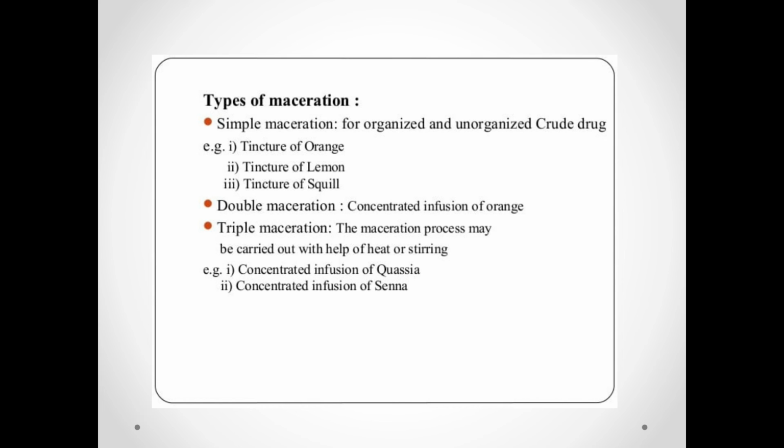Then there are different types of maceration, in which the first one is simple maceration. It is used for organized as well as unorganized crude drugs. For example, tincture of orange, tincture of lemon, tincture of squill. These are examples of simple maceration. The second one is double maceration, in which concentrated infusion of orange is the example. Then the third one is triple maceration, in which the maceration process may be carried out with the help of heat or stirring. For example, concentrated infusion of cassia, concentrated infusion of senna.